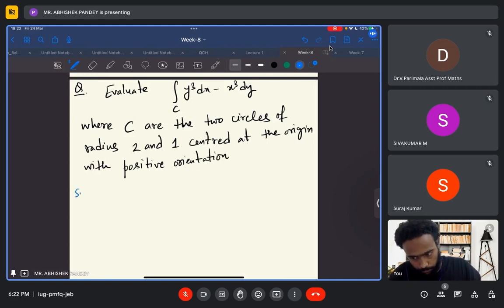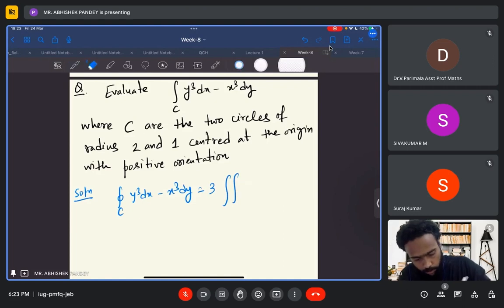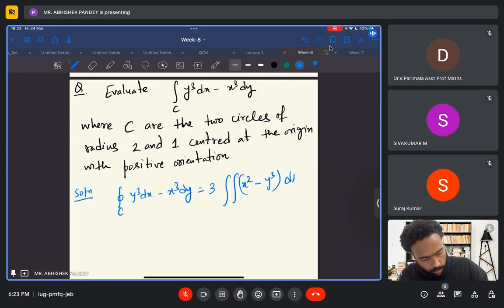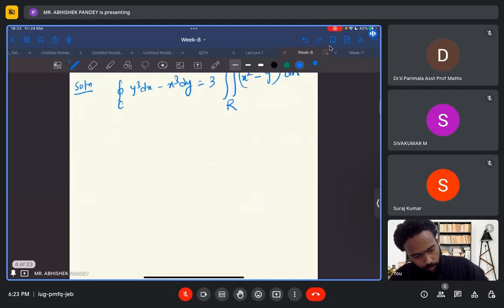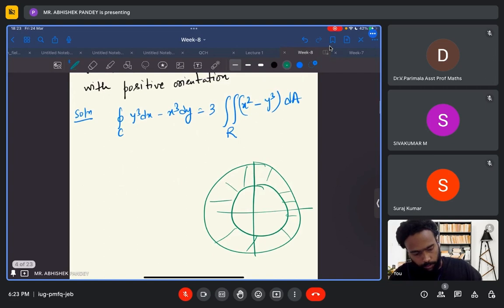So how to solve this one? This integral over C of y cubed dx minus x cubed dy, we can write it as, okay, 3 will be common, because this will be 3x squared minus 3y squared, and this is the integral of dA over this region R. So the curve is, okay, this is your region R. Now, what we will do, we will use polar coordinates.